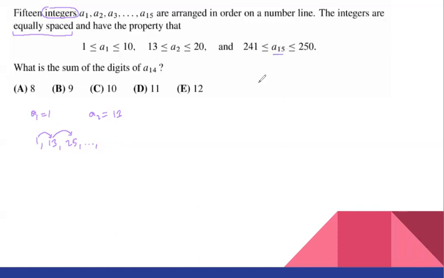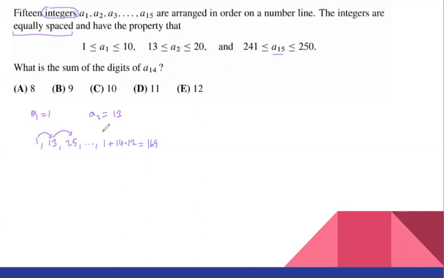So if you want to get the 15th term, you are going to add that 12 fourteen times, because to get the second you add once, to get the third you add 2 times, and so on. So my last term, the 15th, will be 1 plus 14 times that common difference. 12 times 12 is 144, then 2 more 12s is 24. 144 plus 24 is 168, plus 1 is 169, which is way smaller than 241, which is why I cannot use the smallest A2, because my difference should be a bit larger.